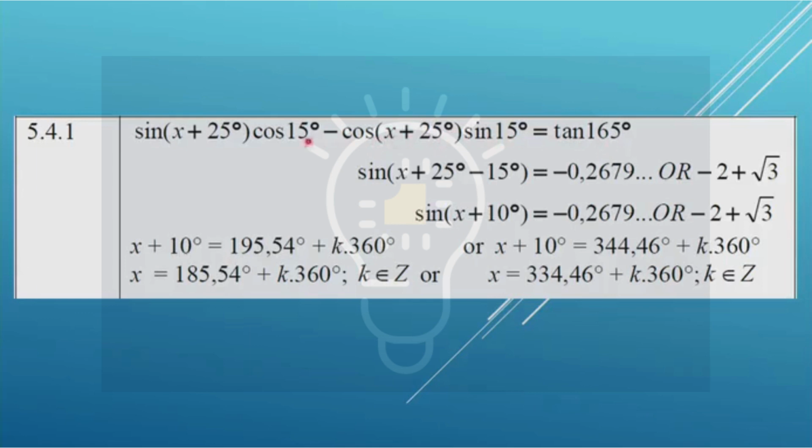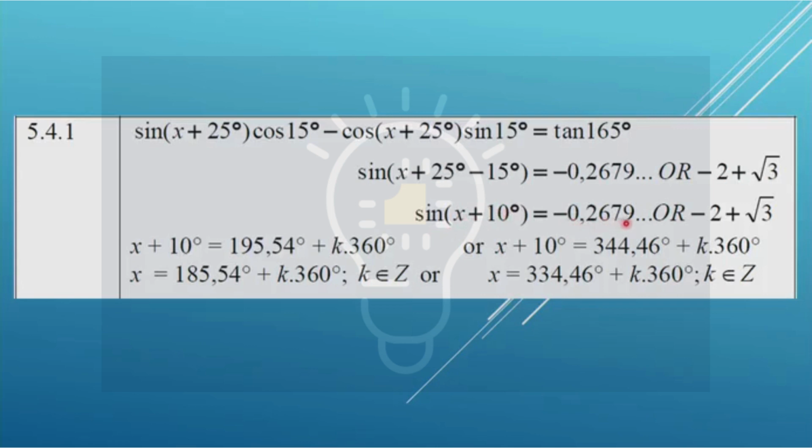Now, when we simplify this using the identities, we have the sine of x plus 25 minus 15 degrees on our left-hand side. And then on our calculator, we can use a calculator for this. They didn't say we can't, so we have to use it. We get an answer of minus, remember I told you it's going to be minus, 0,2679, or we have minus 2 plus root 3. When we simplify this, 25 minus 15 is going to give us the sine of x plus 10, and we have minus 0,267.